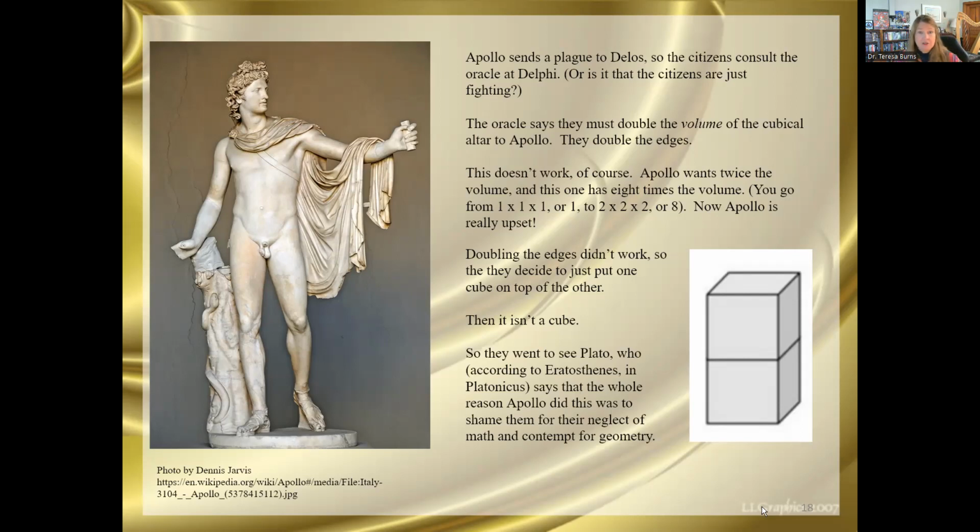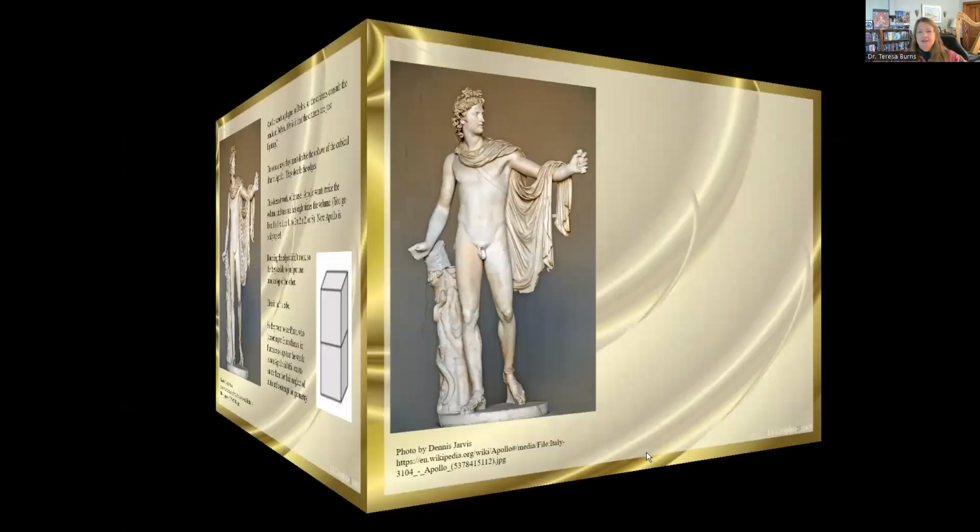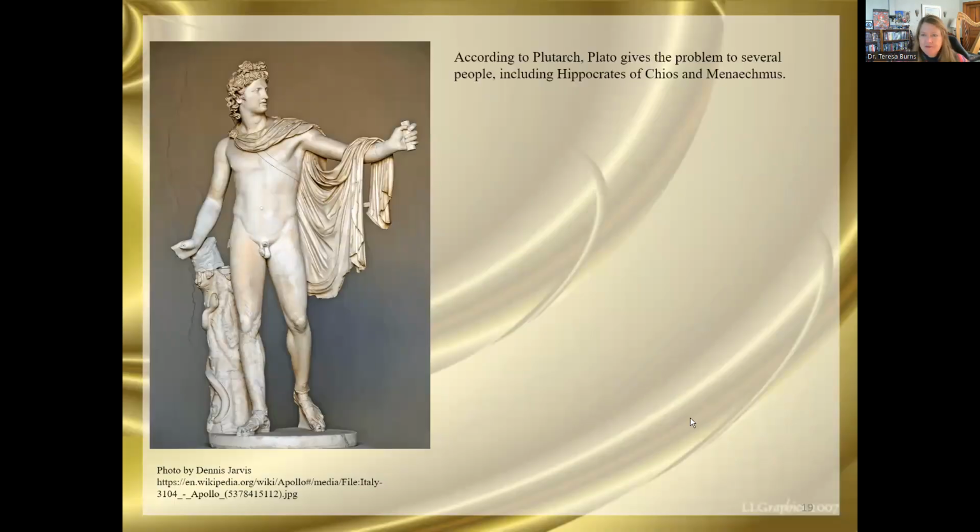All right, so the citizens go to see Plato, of course, and according to Eratosthenes in a famous work called the Platonicus, Plato says, you know, the whole reason Apollo is upset and the whole reason this problem happened to begin with is you citizens neglected your math. Shame on you. And you have contempt for geometry. So that's not a good thing.